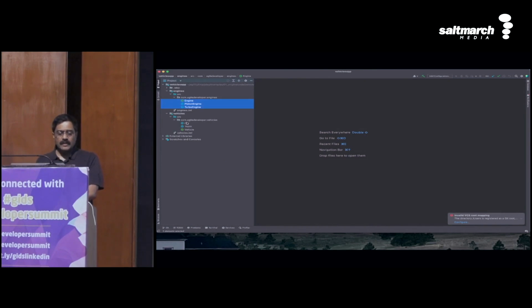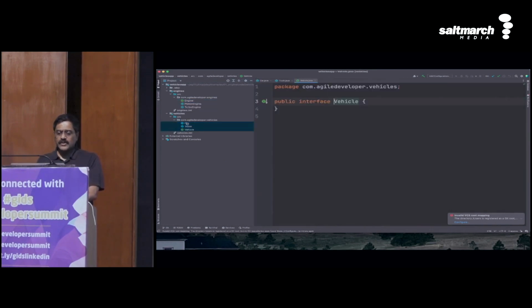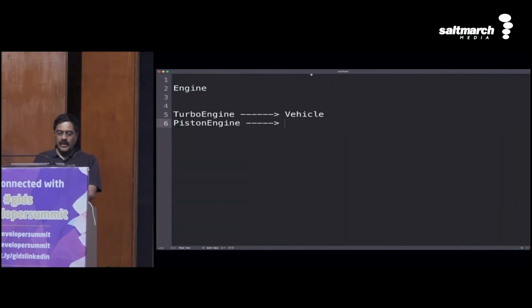Let's go to vehicle. In the vehicle, what do you see? Good news, vehicle is an interface, just like an engine is an interface, right? So what do you know so far? You know that you have a vehicle right here, and you know that these two talk to that, right? That's what you know so far.